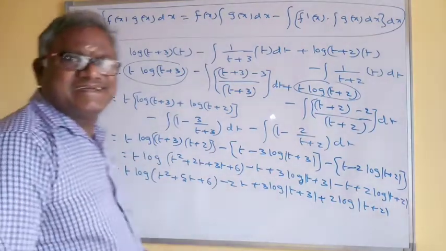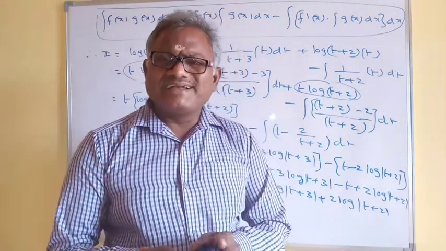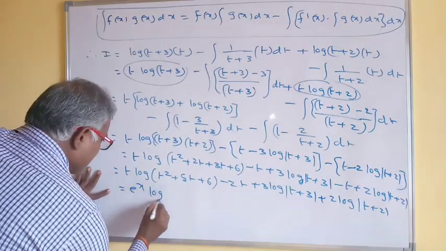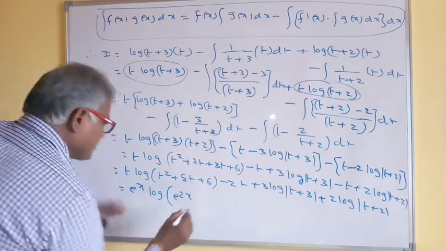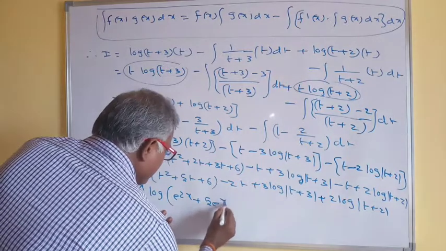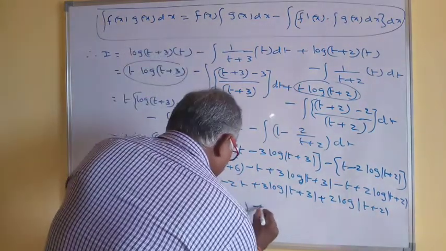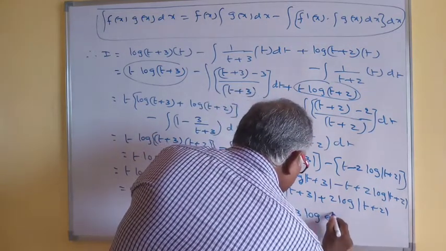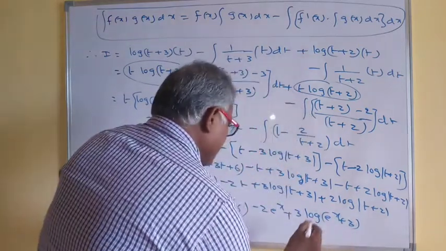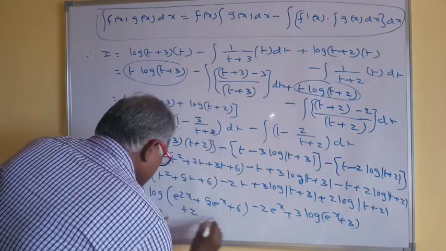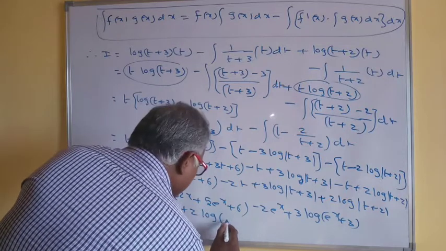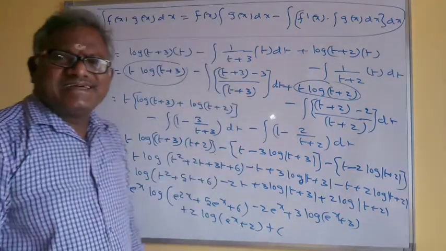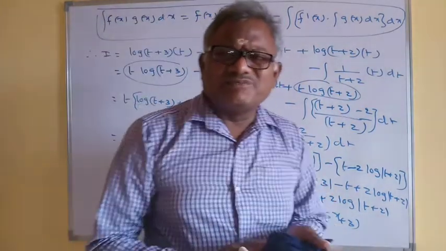Now, what about t? What you have to assume? T as e power x. So finally, you should write e power x into log of e power x whole square, means e power 2x plus 5 into e power x plus 6. Minus 2 e power x plus 3 log e power x plus 3. Here also plus 2 into log of e power x plus 2. So more simplification is required.